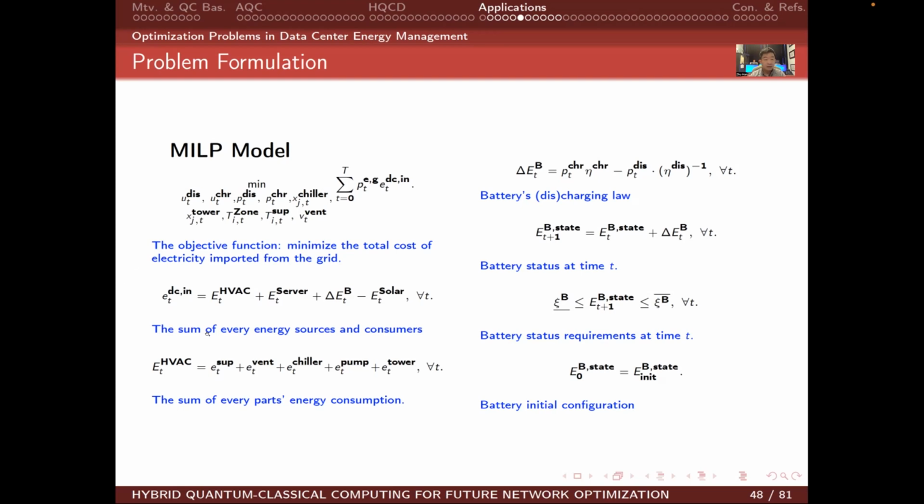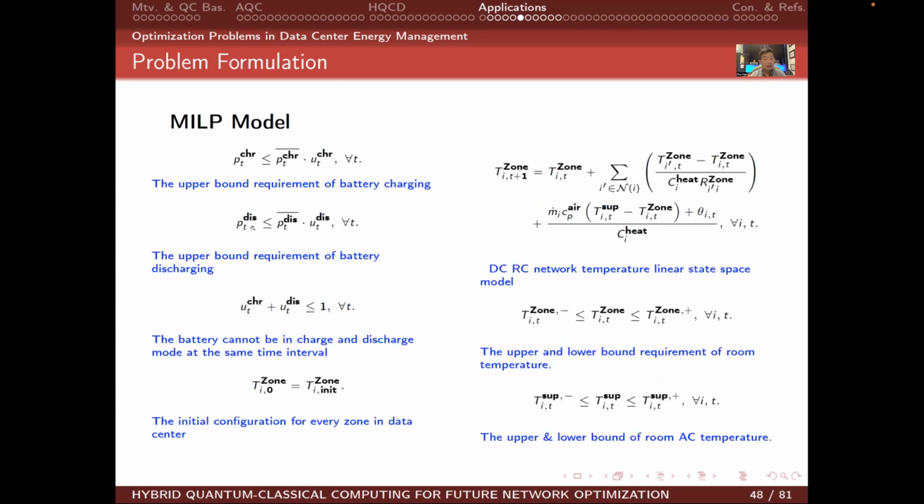And then we have the constraints for the total energy consumption, and the sum of this energy constraint, battery discharging law, battery status at time t, and battery requirement, initial configuration, and the upper bound and lower bound, and the battery cannot charge and discharge at the same time interval, and also the average zone data, and the DC network temperature linear state space model, and upper and lower bounds required for the room temperature, and upper and lower bounds for the room AC temperature. So all those are the constraints.